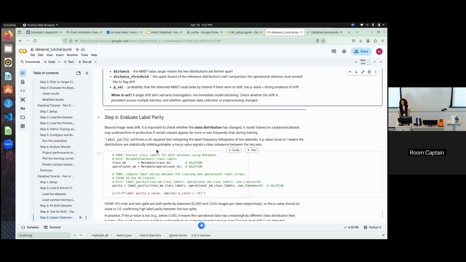And then beyond image level drift, it's also important to check whether the class distribution has changed. And so a model trained on a balanced data set may underperform in production if certain classes appear far more frequently or far less frequently than during training. And so label parity is one of the ways that we evaluate whether that distribution shifted.